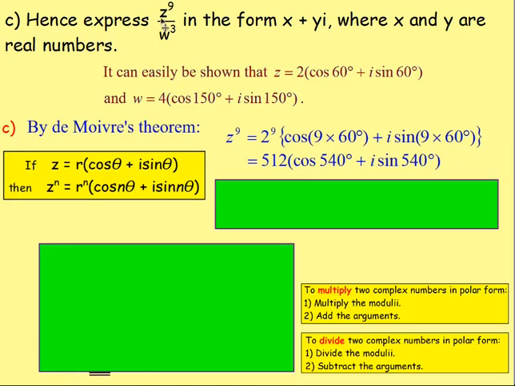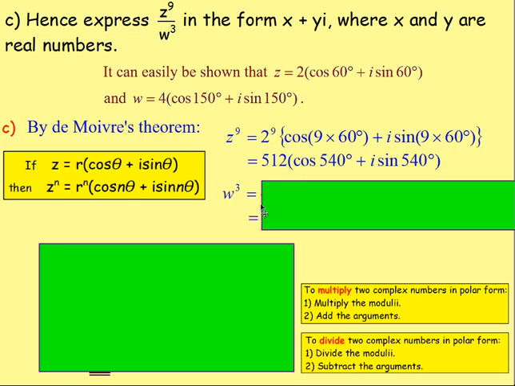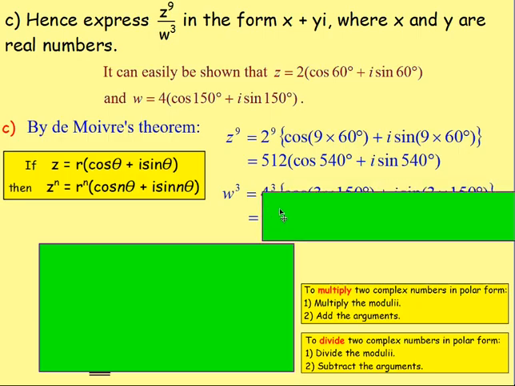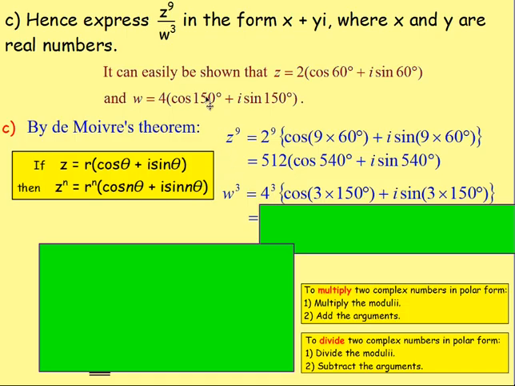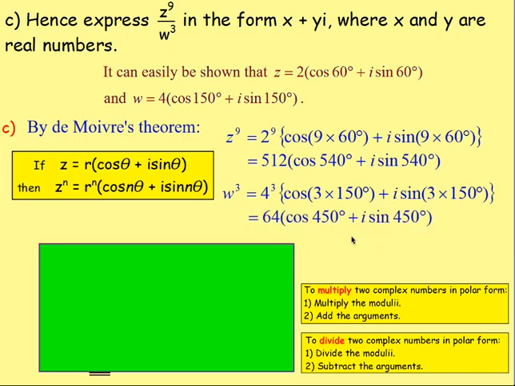Do the same thing with w cubed. So for w cubed, w is the 4 bracket, so the modulus is 4, so if we want w cubed, we've got the modulus to the power of 3. Just using de Moivre's theorem. The argument is 150 degrees, so for w cubed we multiply that argument by 3. So we do 3 times 150 and then again i sine 3 times 150, meaning you will end up with 64 bracket cos 450 plus i sine 450. So we've worked out z to the power of 9, we've worked out w cubed.